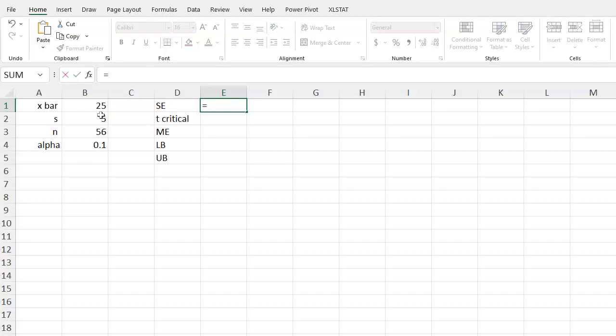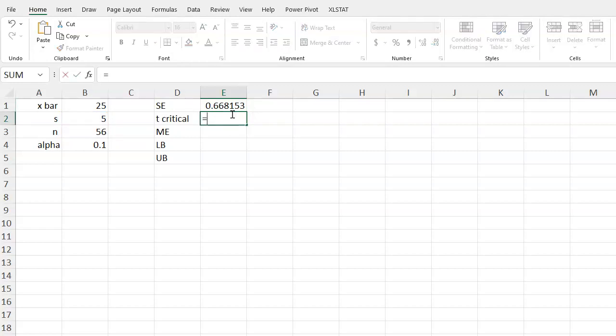So the standard error for a t confidence interval is going to be S, the standard deviation from the sample, divided by the square root of the sample size. Instead of putting in the values 5 and 56 here, I'm going to just grab the cells that I have the numbers in, my inputs. That way, if I ever need to change these, it will automatically change the value in this cell. Square root is then the function that I need in order to take the square root of 56. So SQRT is the function. I just need to wrap that value in some parentheses. Press enter, and I have my standard error.